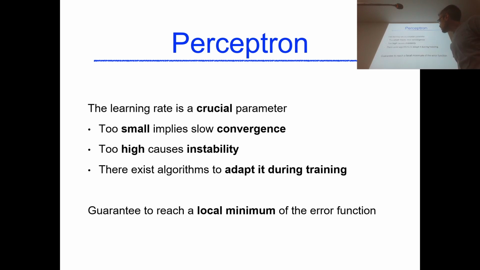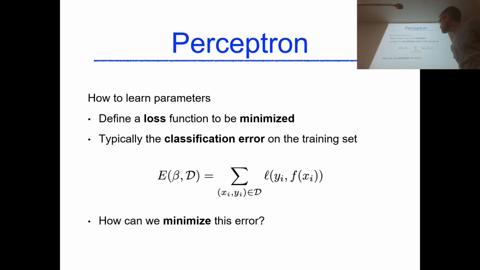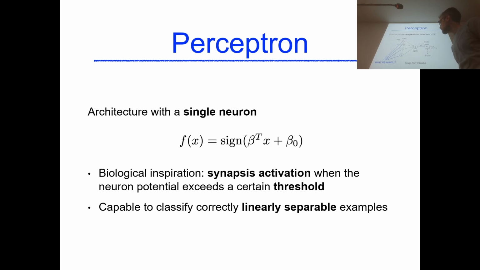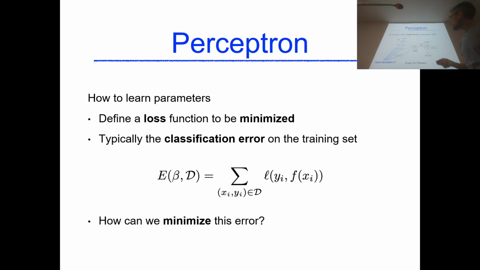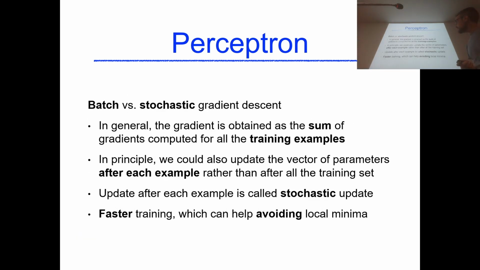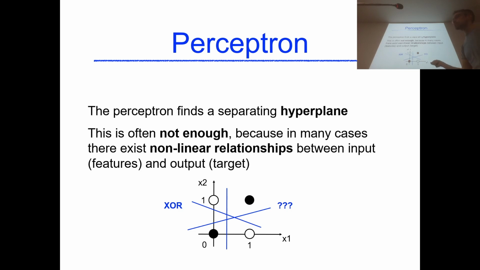So the perceptron may be nice because it's simple, but it has a very big drawback. The perceptron, by its very definition, it is theoretically proven that it can only classify linearly separable examples.